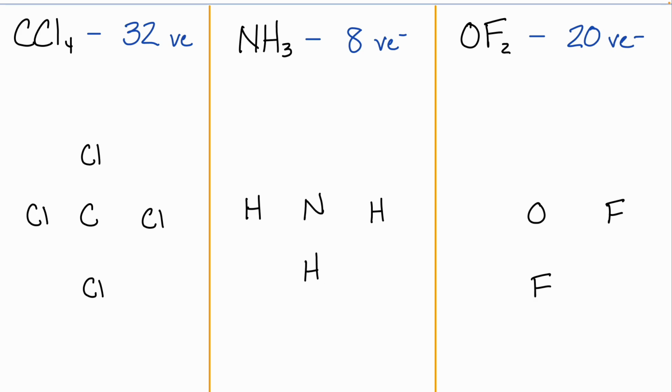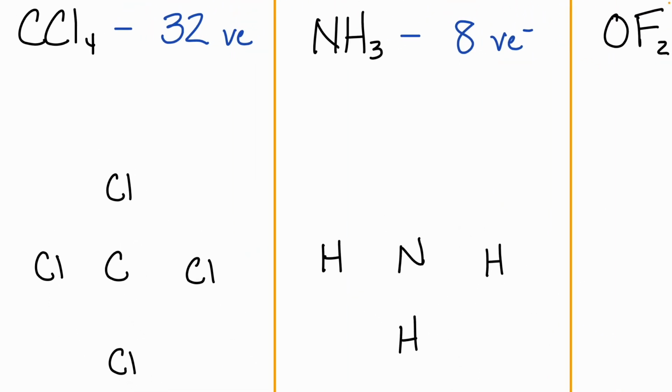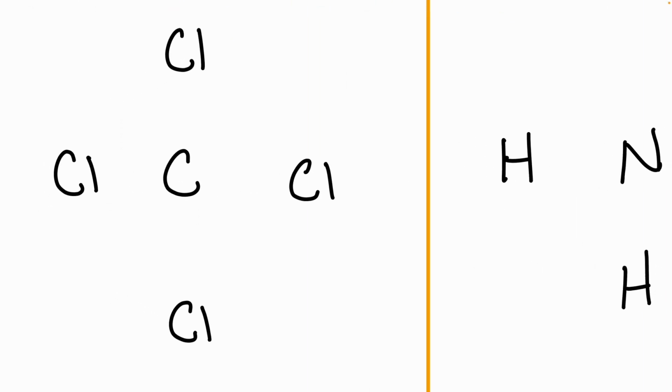All right, let's do this. So CCl4 has 32 valence electrons, right? Carbon has 4, each chlorine has 7. So that's 28 for the 4 chlorines plus the 4. So I think my math is right, yeah, okay. So I'm going to put the less electronegative element, the carbon, in the center, and I'm going to put all the chlorines around it, right? And what am I going to do next?